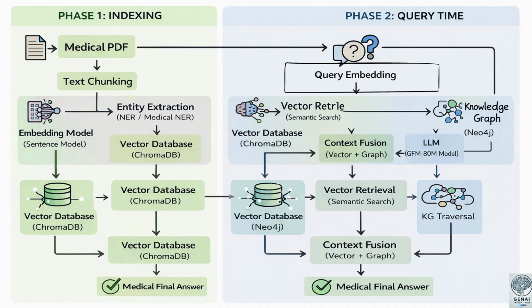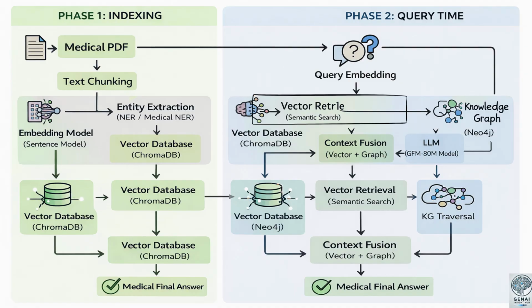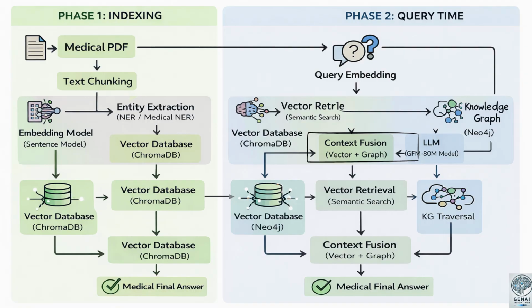This query vector is then sent to vector retrieval, semantic search, which searches for relevant information inside the vector database, ChromaDB, that stores all embedded document chunks. The retrieved semantic results are prepared for merging in context fusion, vector plus graph. Fused contextual information is then passed to the LLM GFM80M model for grounded answer generation.